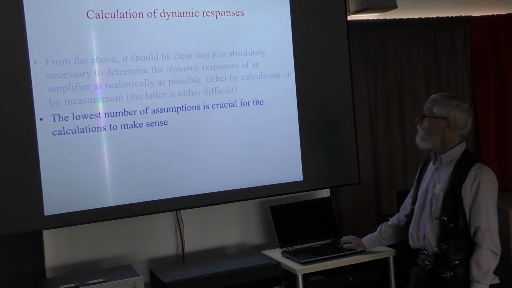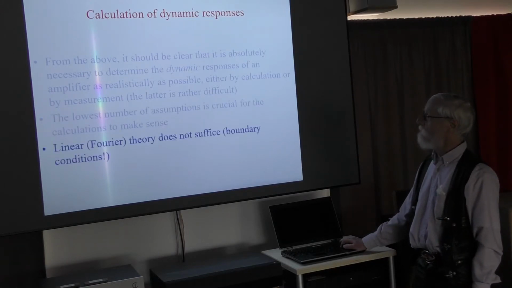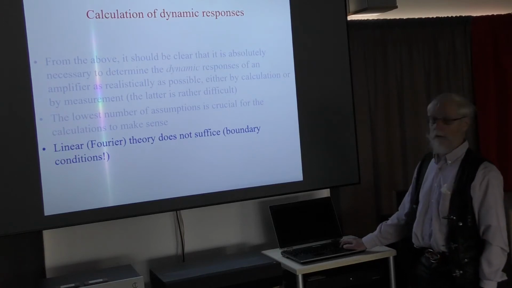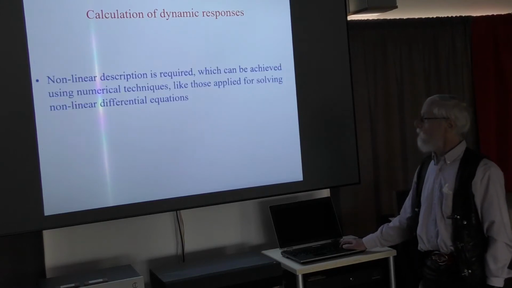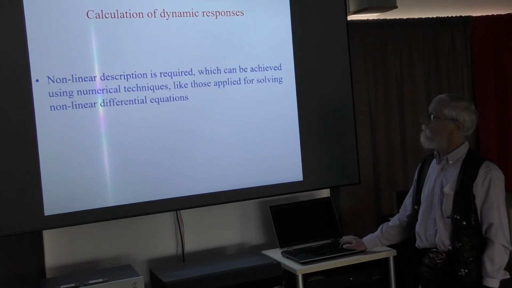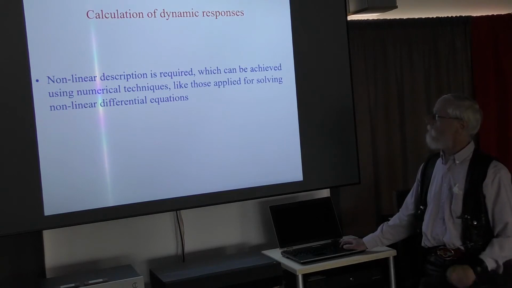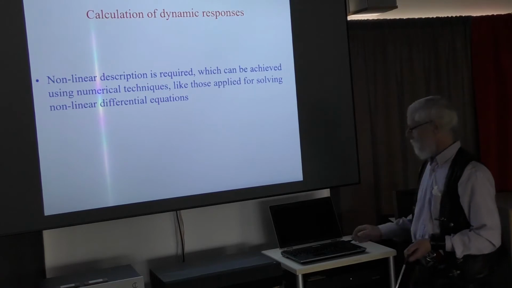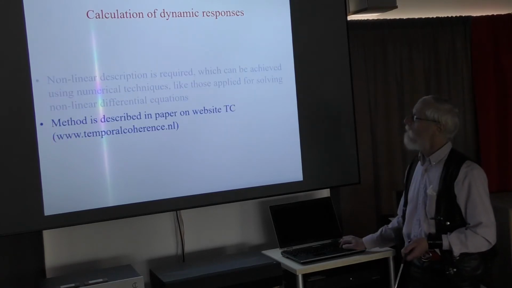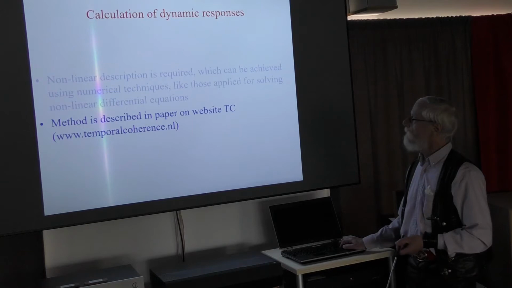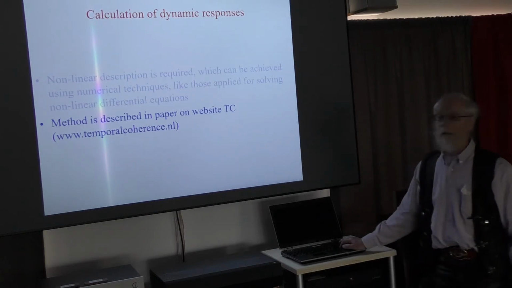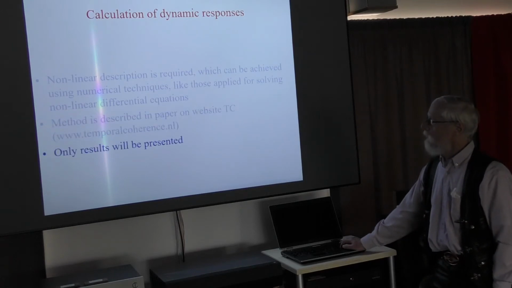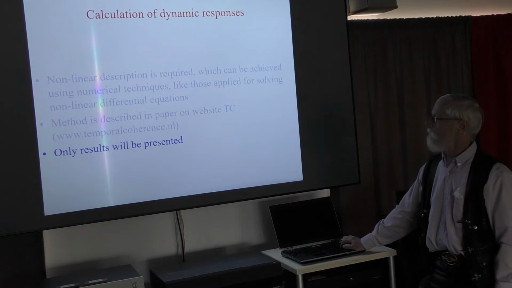So the lowest number of assumptions is crucial for the calculations to make sense, and the linear Fourier theory does not suffice, as has been noted by Coulomb among others. We need a non-linear description, and it can be achieved using numerical techniques like those applied for solving non-linear differential equations. The method is described in detail in the paper on the website, with also more proof that what you are doing really makes sense. But for the sake of clarity, here I only present results.